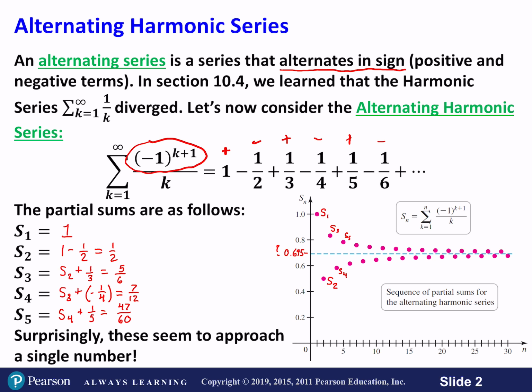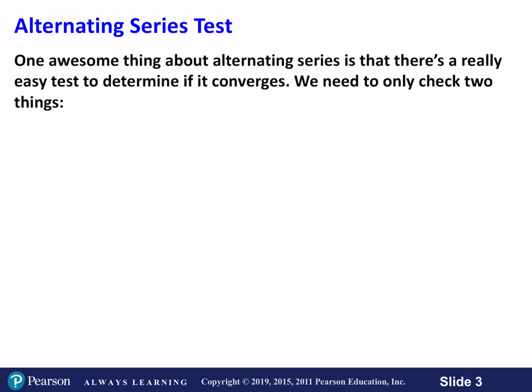And that indicates that this series should converge, which is kind of remarkable because our original series up here, the regular harmonic series, diverged. And so our claim is that the alternating harmonic series converges. And in fact, there's a simple test associated with alternating series that we can use to determine whether or not it converges or diverges. And that is called the alternating series test.